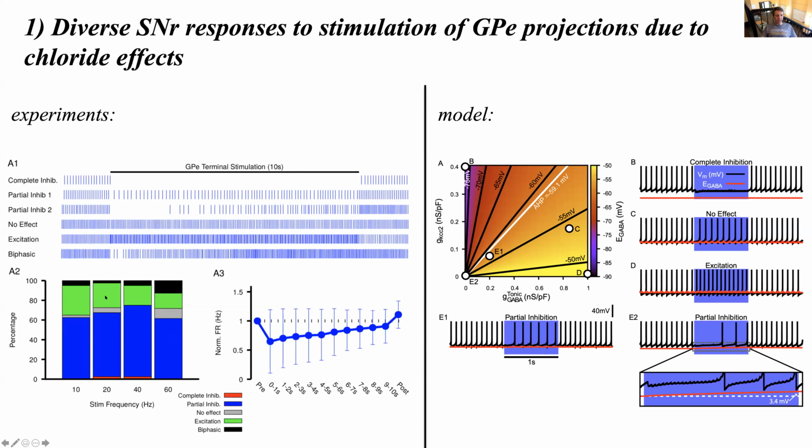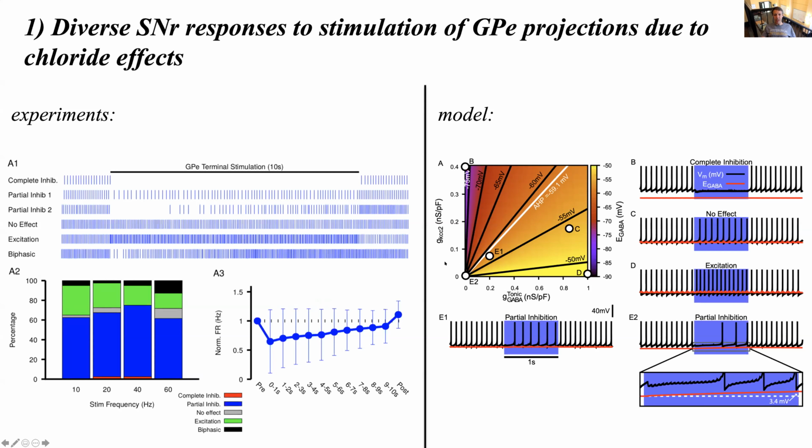And then we also have excitation effects and a few biphasic effects, where we transition from reduced firing rate to actually increased firing rate. Okay, so this is an extremely diverse set of responses for a pathway that is always thought of as inhibitory. Right? You stimulate the presynaptic neuron, you have GABA release, postsynaptically you get this whole hodgepodge of things. So that's quite interesting.